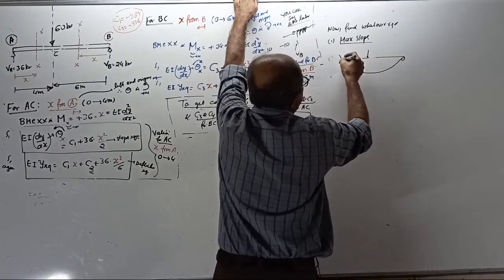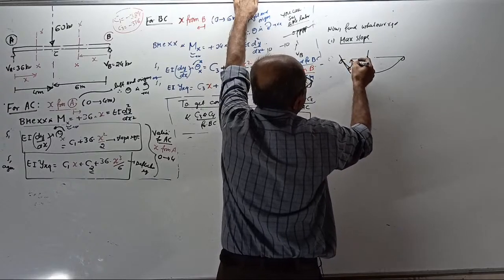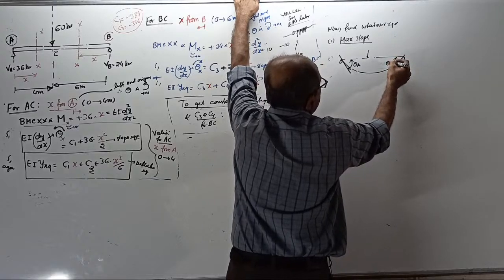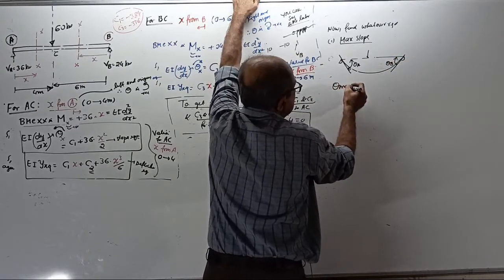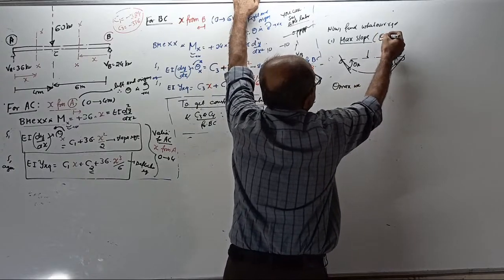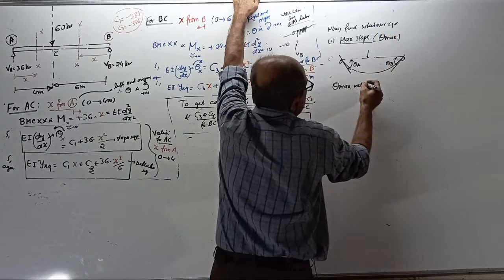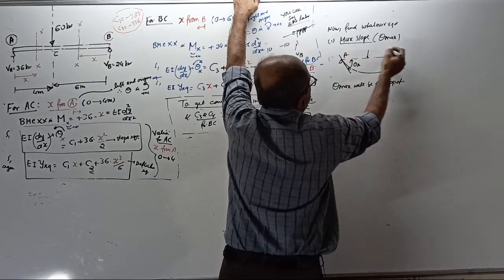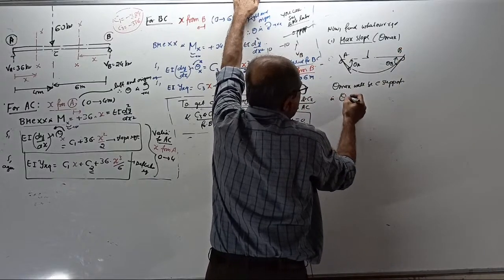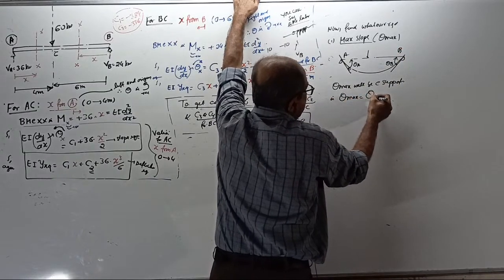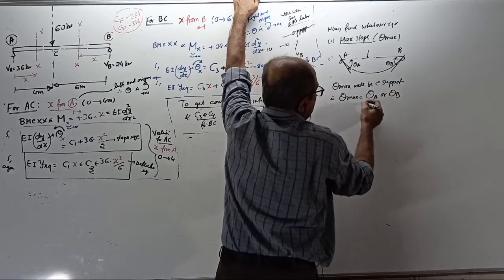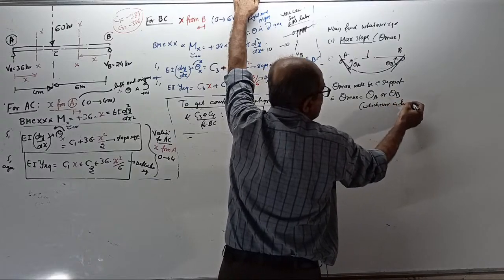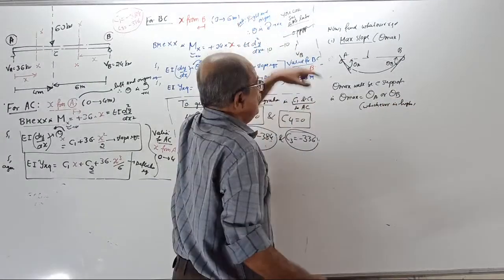Whatever is there, this is your theta A. See, I won't put an arrow mark direction here. This is without direction, theta B. So maximum slope means theta max. Theta max will be at the supports, A and B. That is your theta max equal to either theta A or theta B, whichever is higher. Okay, now find one by one.